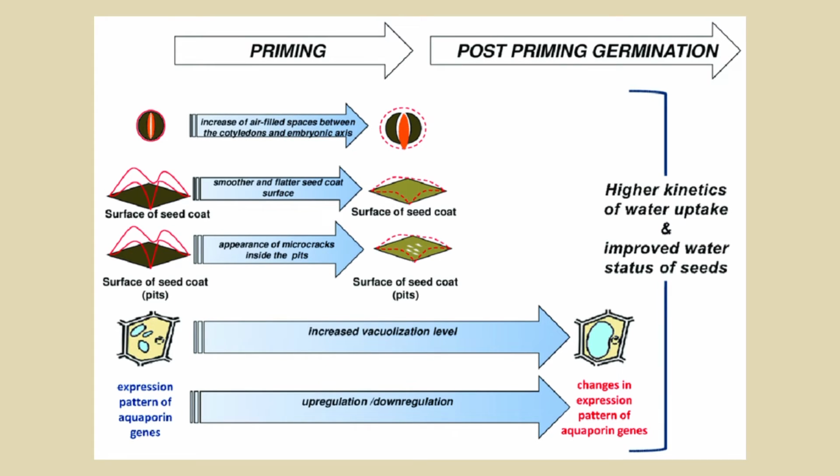By applying osmotic priming, we can see differences on the surface of the seed coat. It will increase the air-filled spaces between the cotyledons and also the embryonic axis. Besides, it will expose a smoother and flatter seed coat surface and also the existing appearance of microcracks inside the pit.